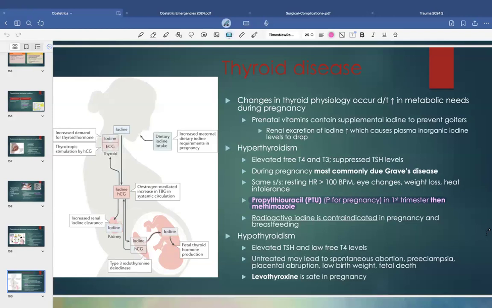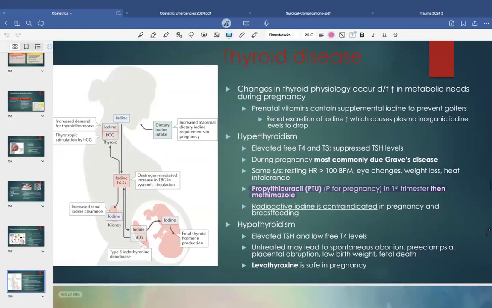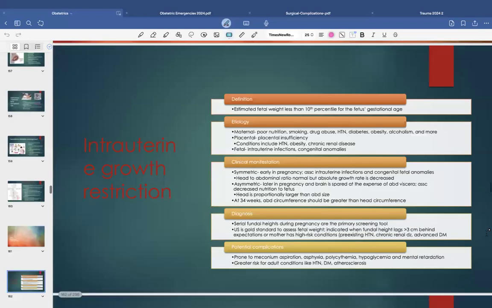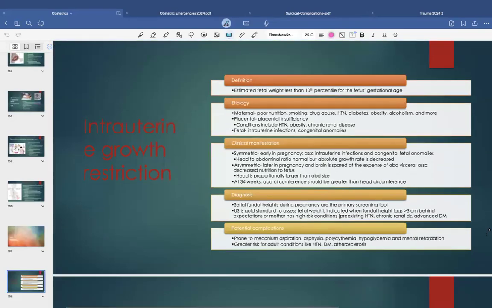Other pregnancy complications. We talked about intrauterine growth restriction already, but we'll briefly go over it again. Remember, this is the estimated fetal weight, not birth weight, the estimated fetal weight less than the 10th percentile for fetus gestational age. This is about the fetus not reaching its full growth potential. This is based on ultrasound. This is growth in the uterus. It's different than small for gestational age.